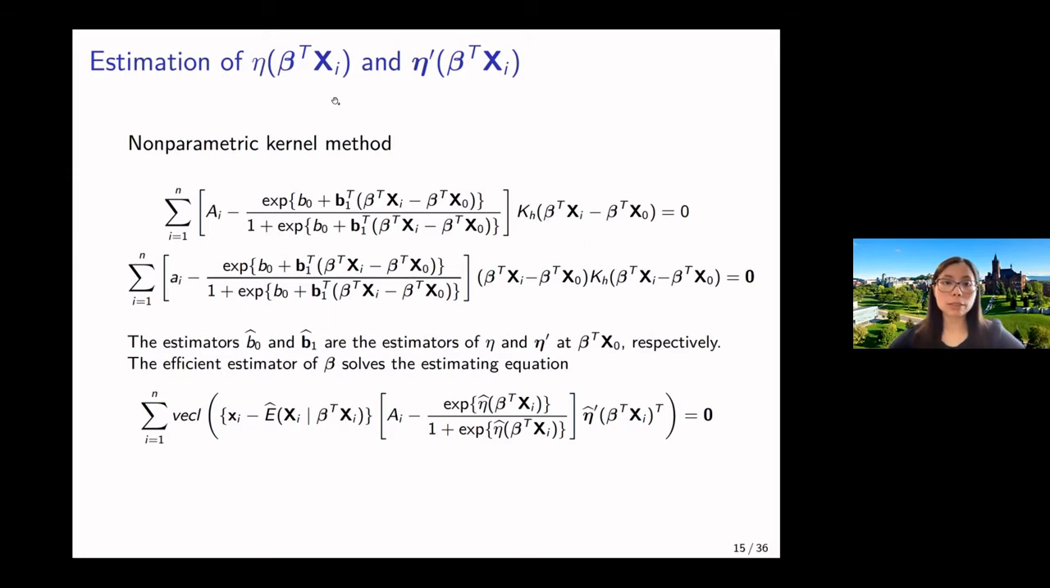So once you have the estimator of this eta and eta prime using this non-parametric kernel method, we can just plug them into this efficient estimating equation that solves for the beta. And then we replace the conditional expectation with the estimated version. So we put a little hat here. So now, in the efficient estimating equation for this beta, all these are three unknown quantities. We have the estimated version to plug in. So we are ready to solve for these betas. Okay, so you just solve the equation for parameter beta.